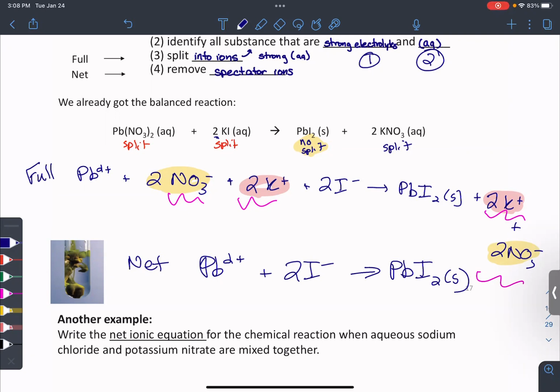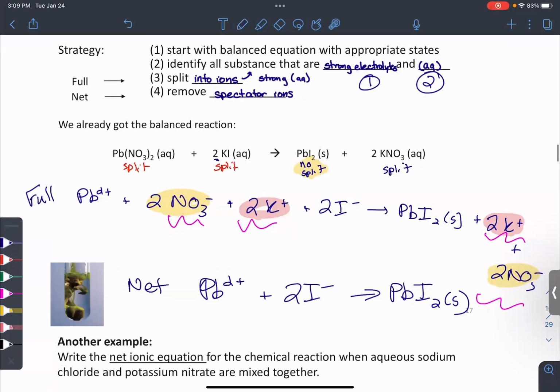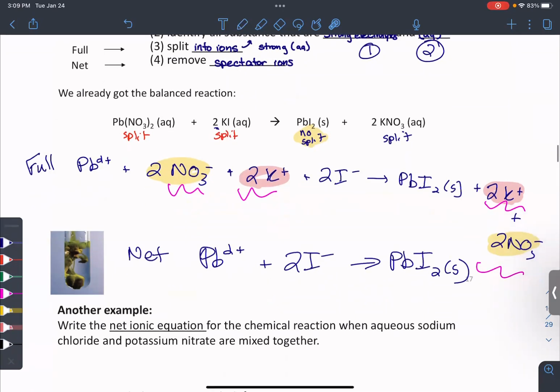If you were gung-ho and ended up splitting up lead iodide solid, because you're like, oh, it's ionic, but the idea here is a solid, you'll get that everything's a spectator, and then you'll be in trouble, right? So don't get caught up on that. The things you split have to be two things, a strong electrolyte and aqueous, both. All right, so let's do another one.